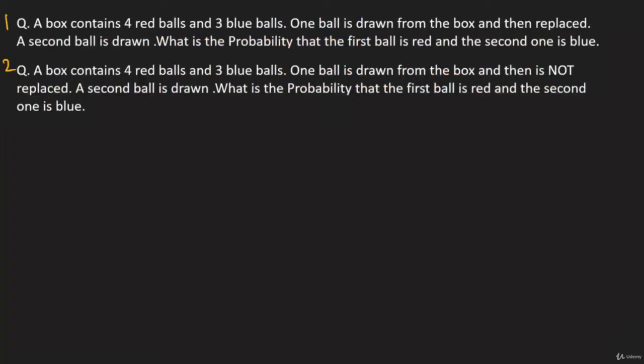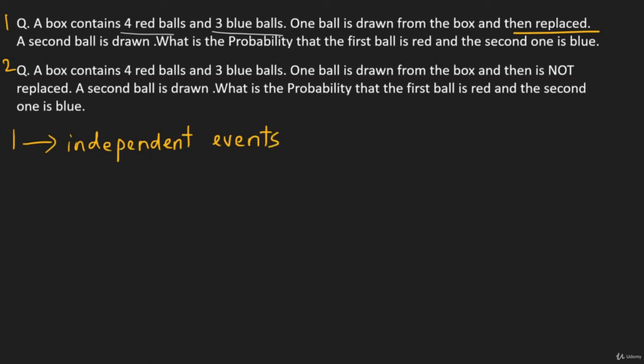Let's do these two questions. A box contains 4 red balls and 3 blue balls. One ball is drawn from the box and then replaced. A second ball is drawn. What is the probability that the first ball is red and the second one is blue? Over here it's mentioned that after we draw the first ball, it is replaced. Therefore, the two events are independent over here.